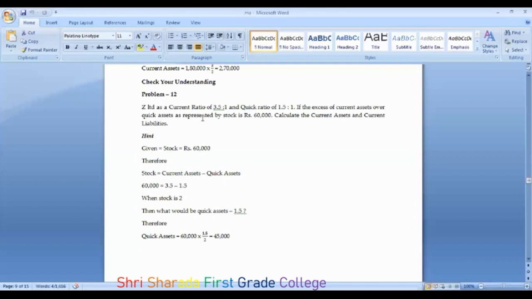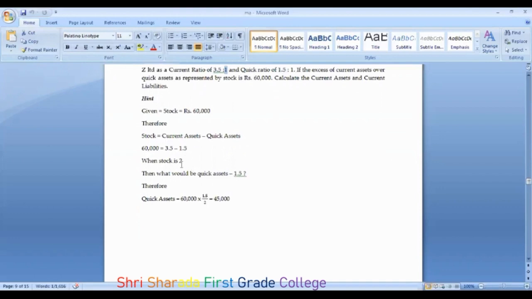As it is an asset, the first portion of the ratio goes for the assets. Always remember, whichever is the first portion goes for the assets, and the second goes for the liability. So 3.5 minus 1.5 gives you 2 as a stock. When 60,000 goes for the 2, you have to find out the quick assets. So find out what will be for 1.5 of assets. So quick assets is 45,000.